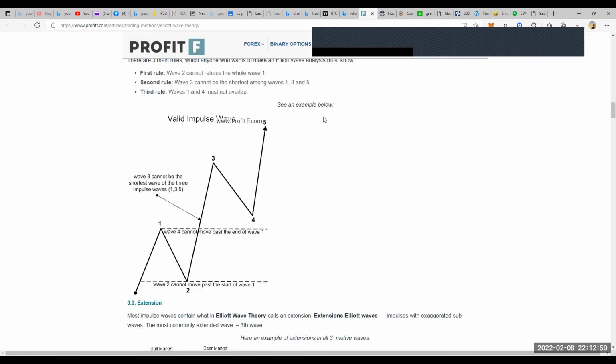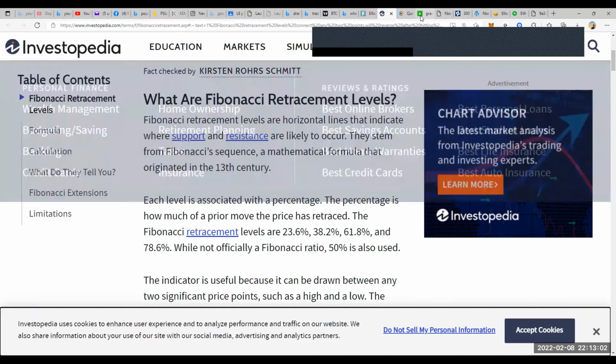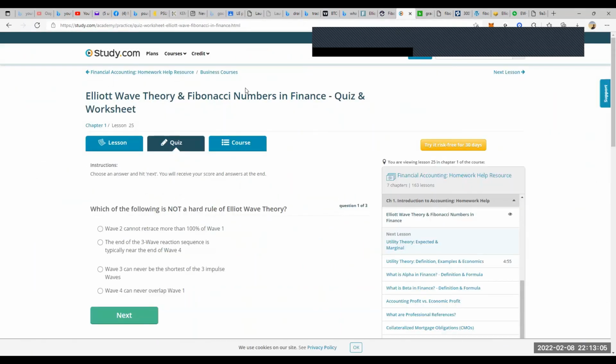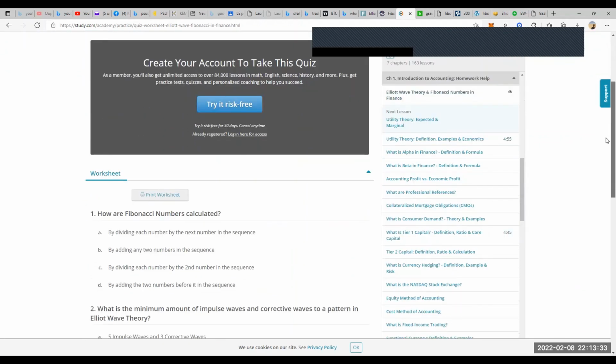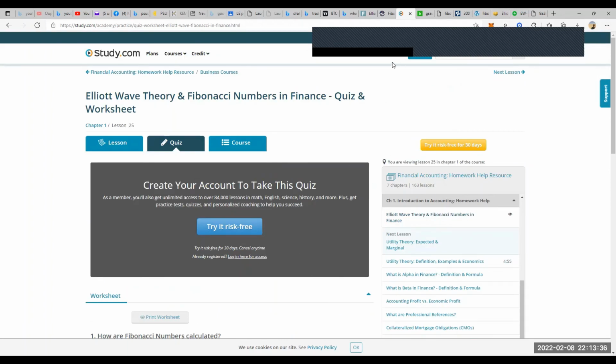I'm going to put in a quiz for you as well. Where's my quiz? In case you want to test yourself to see whether you could get some of these right: which of the following is not a hard rule? Wave 2 cannot retrace more than 100%. No, we know that. The end of wave 3 reaction sequence is typically near the end of wave 4, not necessarily. Wave 4 can never overlap wave 1. Yes. Wave 3 can never be the shortest of the three. This one is obviously the wrong one. It won't tell me right now; you have to sign up for free. All right, there they are. So you can get a quiz on that.